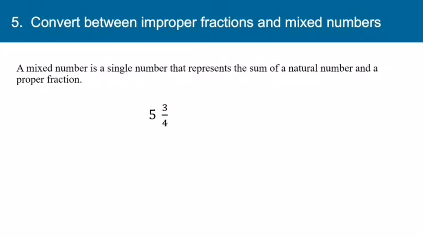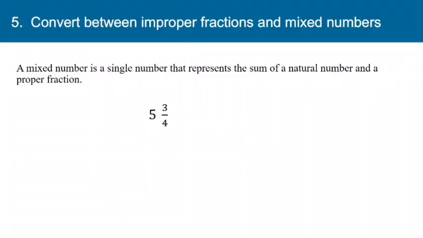Now let's move on and talk about how to convert between improper fractions and mixed numbers. So first, what is a mixed number? A mixed number is a single number that represents the sum of a natural number and a proper fraction. So you'll have a whole number here that's 1 or more, and you'll have a fraction here that must always be a proper fraction.